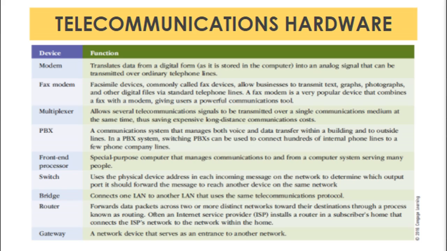Networks require various telecommunications hardware devices to operate, including modems, multiplexers, front-end processors, private branch exchanges, switches, bridges, routers, and gateways, as shown in this table. This will show you how these devices, or this telecommunications hardware, work.